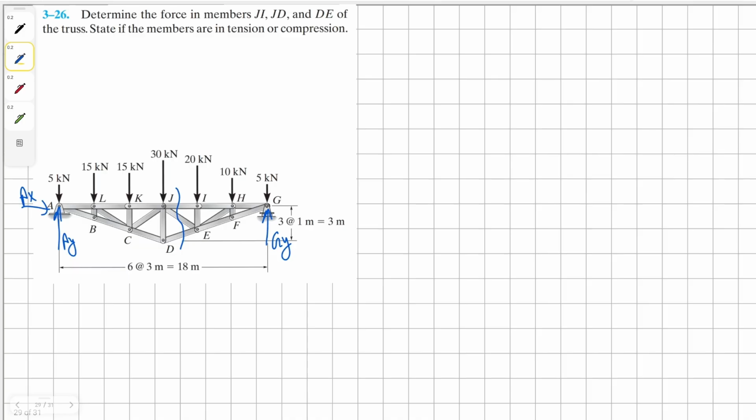Okay, to begin, we're going to take a moment about the point A to find a solution for GY. It's going to be two external reaction forces of 15 kN counterclockwise. The first one is 3 meters away and the second is 6 meters away.